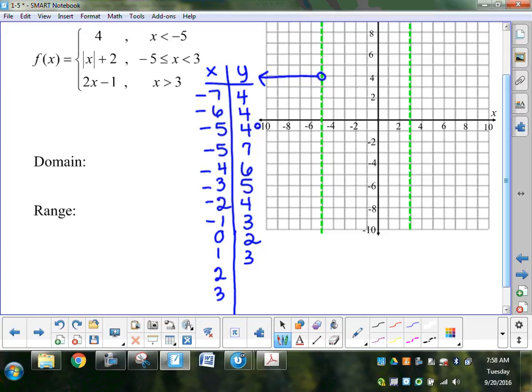I plug in a 2. Allison L, what do you get then? Now I'm at 3. Jack, when I plug in a 3 into the original function, into this middle wedge, what would you get out? 5. Is that going to have an open circle or a closed circle?